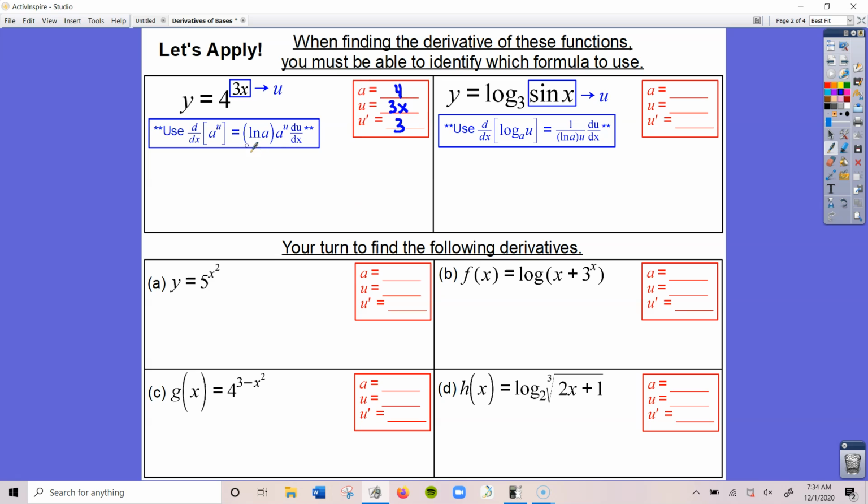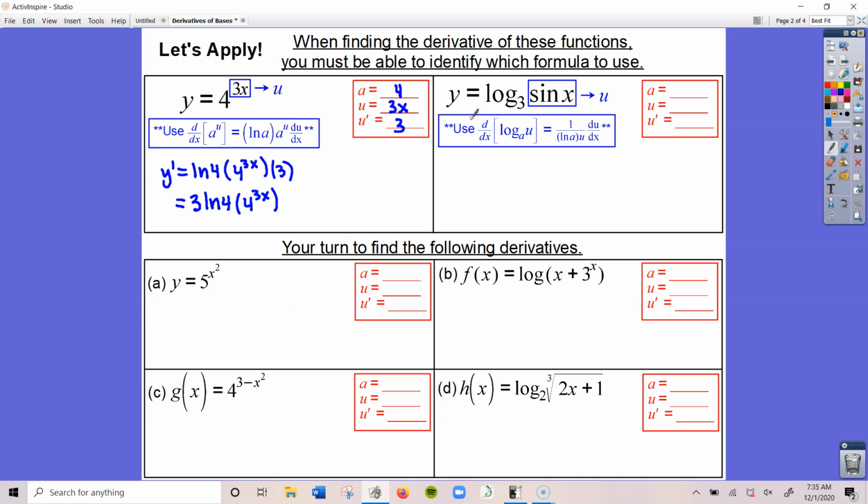So now when we're finding the derivative, y prime is equal to the ln of the base, so 4, times the exponential function, which is 4 raised to the 3x, times the derivative of the exponent, which is 3. Now you can leave your answer like this, or you can write it a little nicer, which would be bring the 3 to the front. So 3 ln of 4 times 4 raised to the 3x.